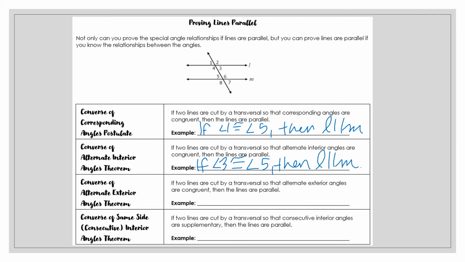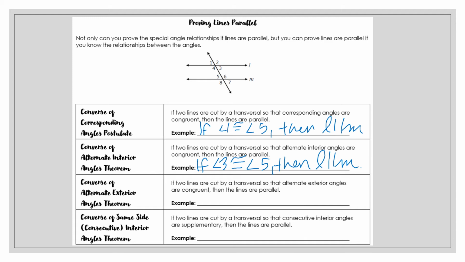Okay, remember alternate interior, they're in between the lines. And alternate is the angles on the opposite side of the transversal. So of course, then we have the converse of the alternate exterior angles. So if any alternate exterior angles are congruent, then you know the lines are parallel.